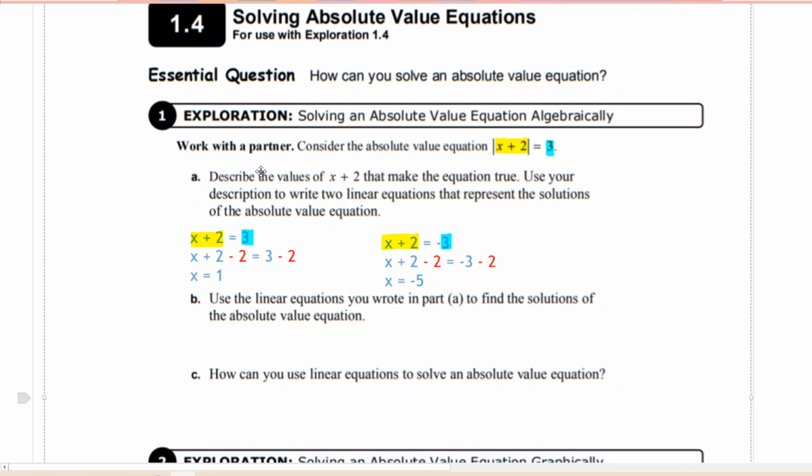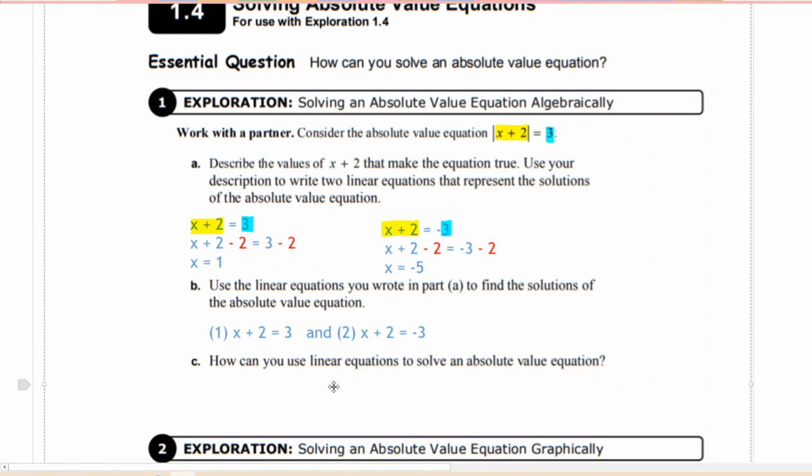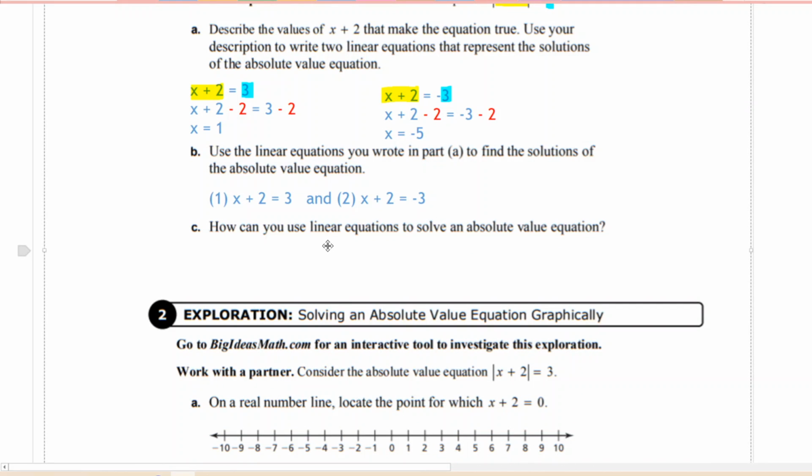So that did it. We described the values, and then we used the description to write two linear equations. Here's linear equation 1, x plus 2 equals 3. Linear equation 2, x plus 2 equals -3. And then we've solved them. So what were the two linear equations? They were x plus 2 equals 3 and x plus 2 equals -3.